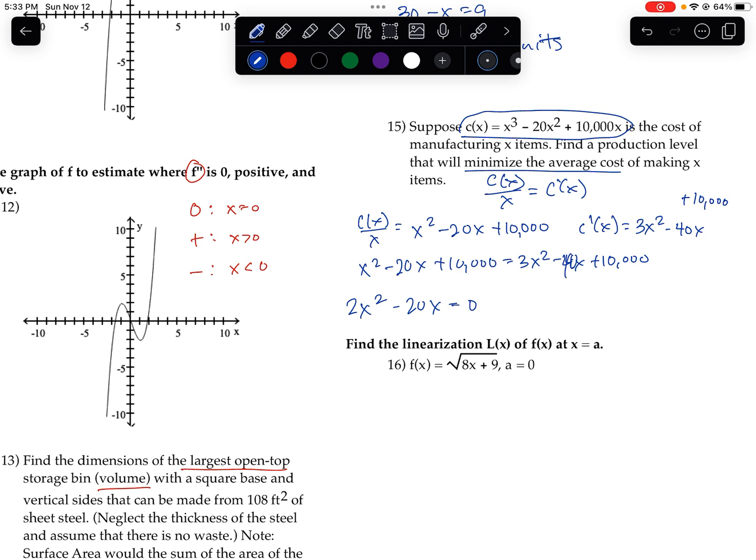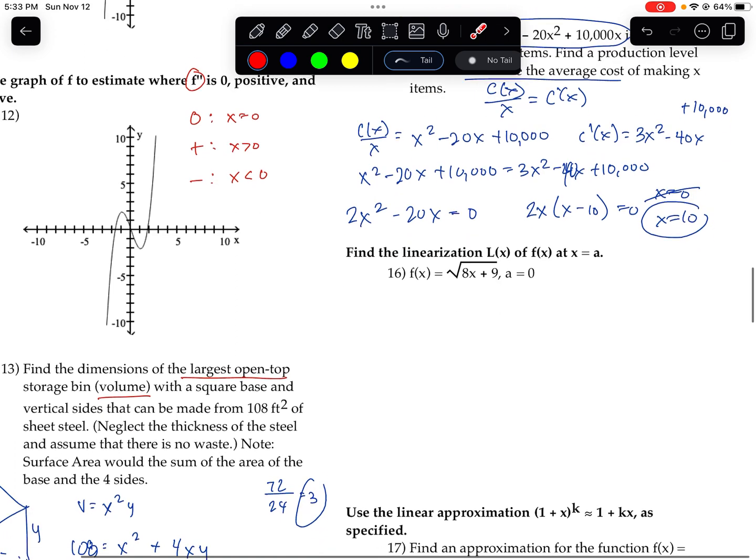And so we can factor that. So we get 2x, then we're going to get x minus 10. So the cost will be minimized when x is equal to 0 or x is equal to 10. X equals 0 doesn't make sense because obviously your cost will be minimized if you have no units. So 10 units. I think that does it there.